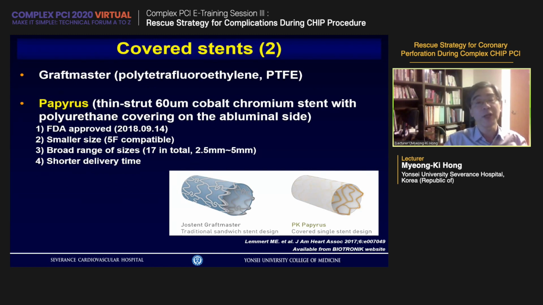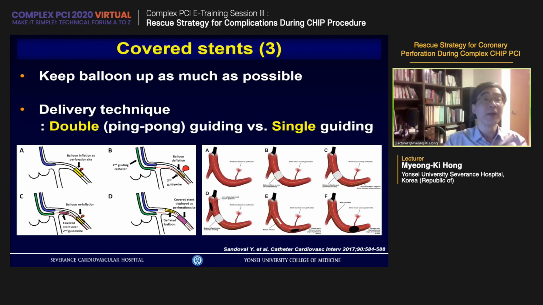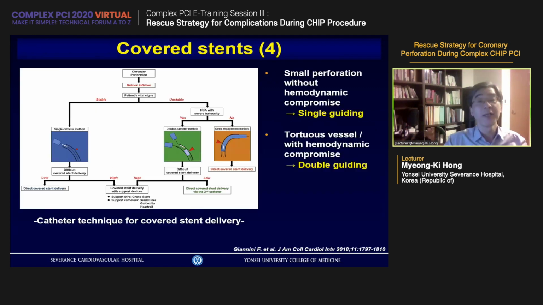Grandmaster is a traditional covered stent. Actually, this is a two-layer traditional sandwich design. Recently, the Papyrus is just a single stent design. Therefore, the delivery of this stent and the use of the stent is more convenient and more useful at the current time. And what is the delivery technique of the covered stent: double guiding versus single guiding technique.